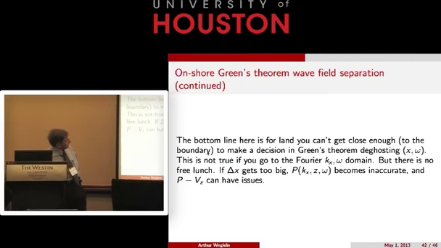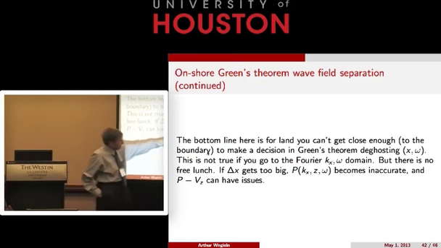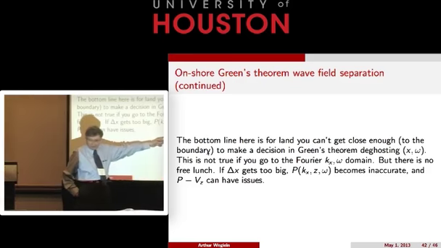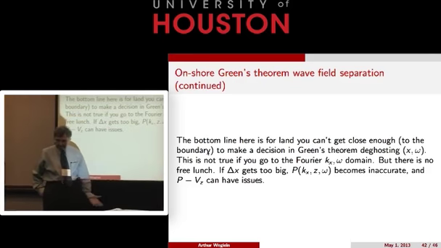Okay, the bottom line here is for land, you can't get close enough to the boundary to make a decision. In Green's theorem, you go to the X omega domain. This is not true if you go to the Fourier domain, but there is no free lunch. If delta X gets too big, P of KX, Z omega becomes inaccurate as a Fourier transform. So you might be diluting yourself from the formula. You're still going to have to worry about P of KX. How well is that quantity computed, given delta X?